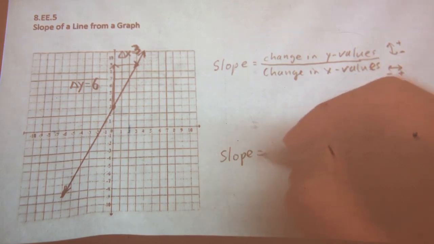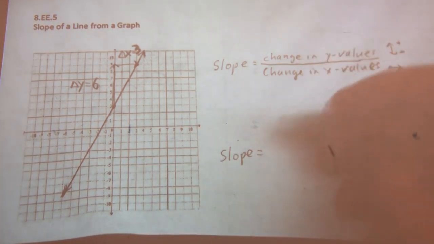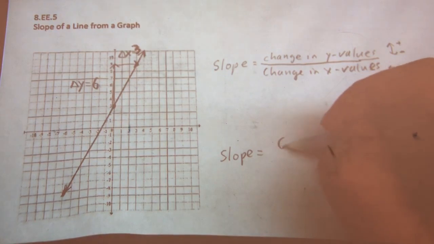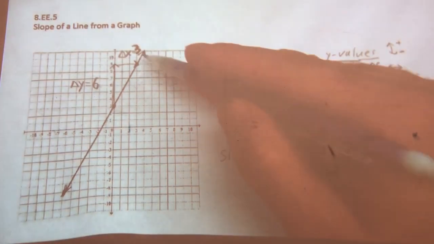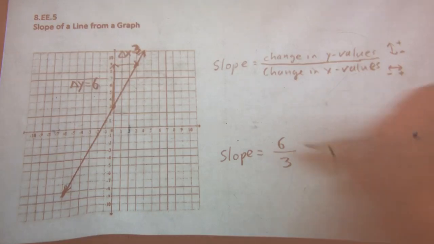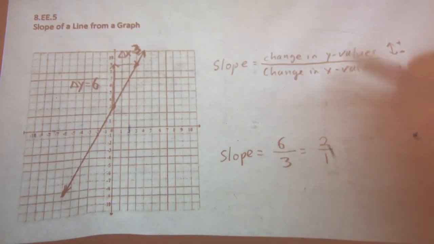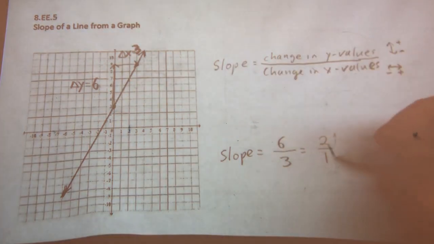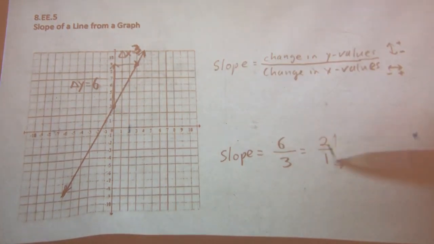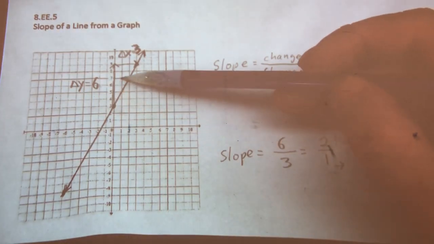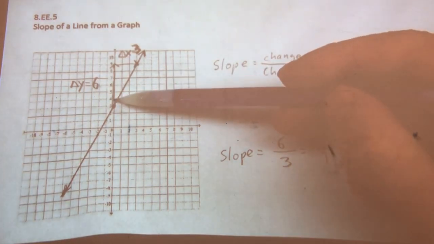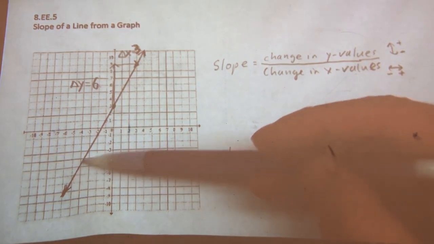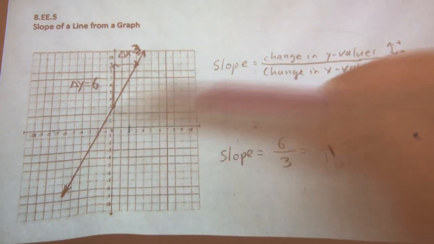So remember, our slope is whatever our change in y is over our change in x. Our change in y was 6. Our change in x was 3. So we would say the slope is 6 over 3, or we should reduce it to 2 over 1, meaning this line goes up 2 spaces for each 1 space it goes over. Up 2 over 1, up 2 over 1, or up 6 over 3. And that's true for the whole course of the line.